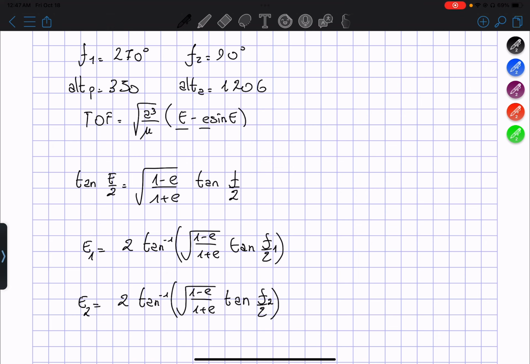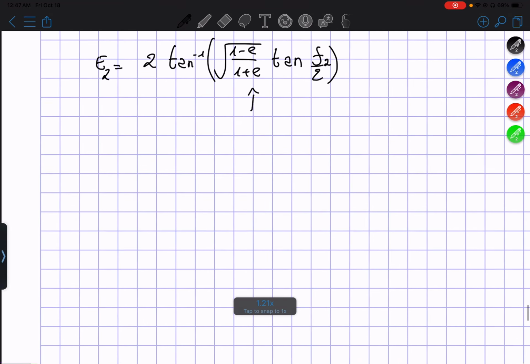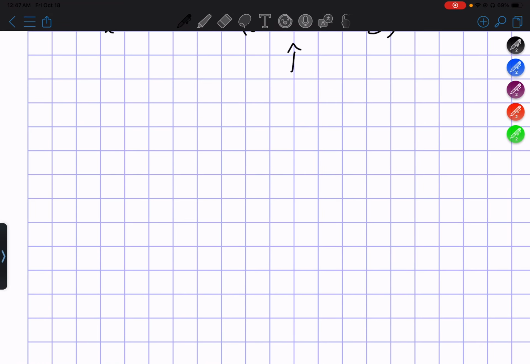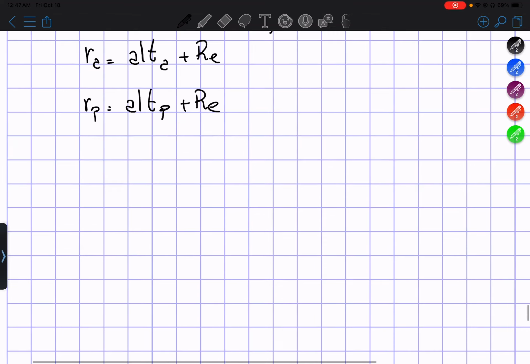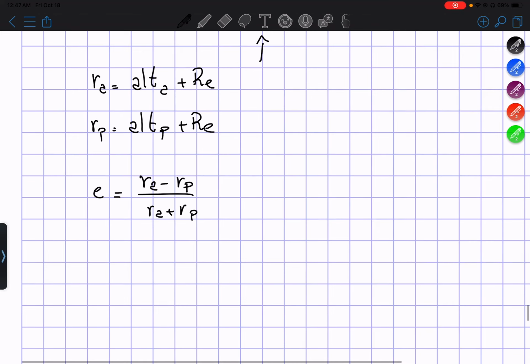And now, of course, we need to find e because we need it both in here and in here. How do we find e? Well, since we have the altitude at perigee and apogee, we're going to find the radius at apoapsis, which is simply the altitude at apoapsis plus the radius of the Earth, and the radius at periapsis, which is the altitude at periapsis plus the radius of the Earth. Now that we have this, e is equal to RA minus RP divided by RA plus RP. So this is my e.